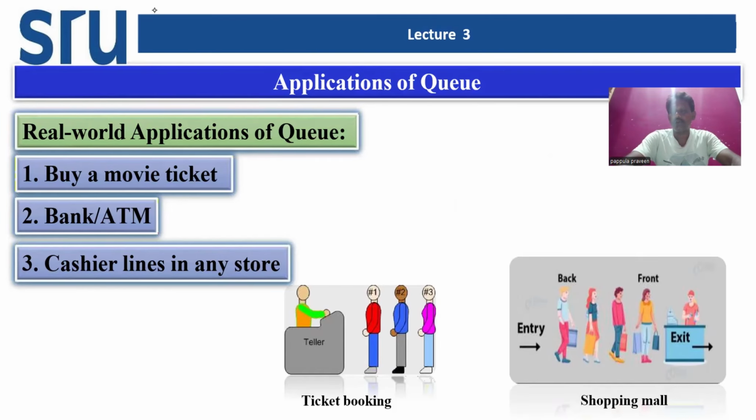When you enter the mall, we pick some items and buy some items, and after billing we move to the other gate. The other gate is called the exit. So this is about the second one.